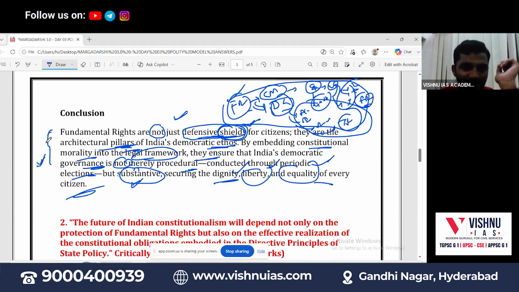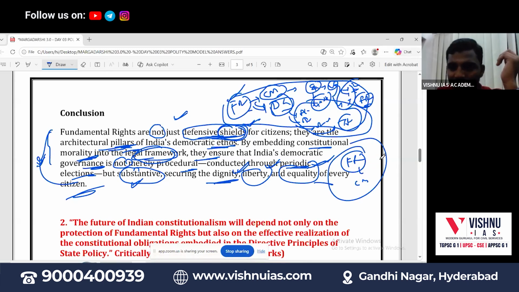So you can write like this: fundamental rights are not just defensive shields; they are architectural pillars. And when constitutional morality is embedded in the legal framework, obviously we achieve what? A qualitative democratic governance, which can secure dignity, liberty and equality. So this is how the concept of fundamental rights and constitutional morality can be linked.